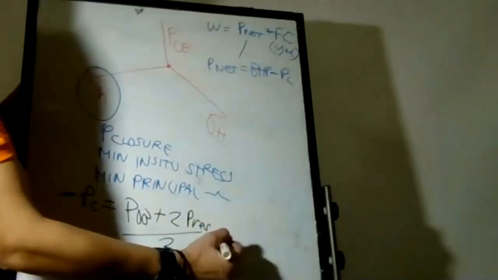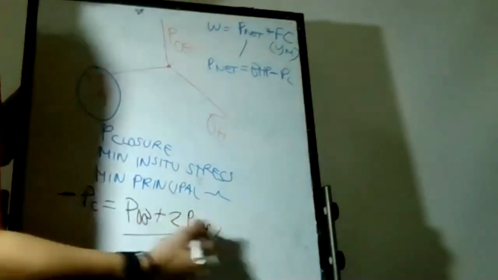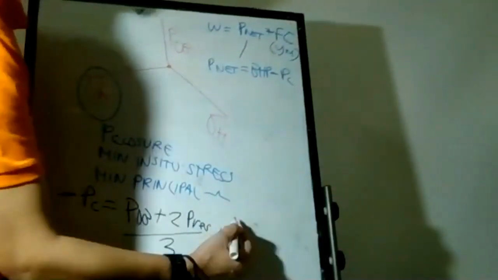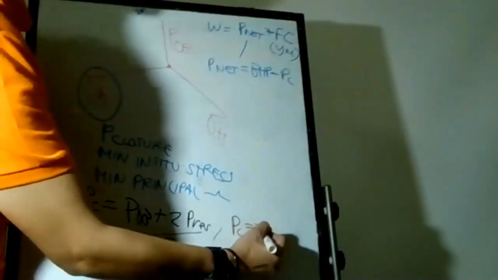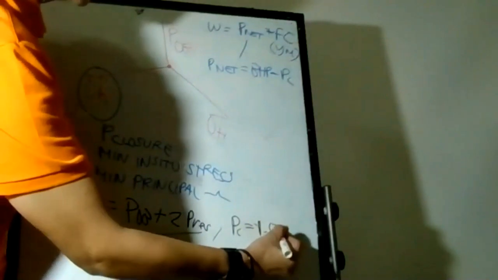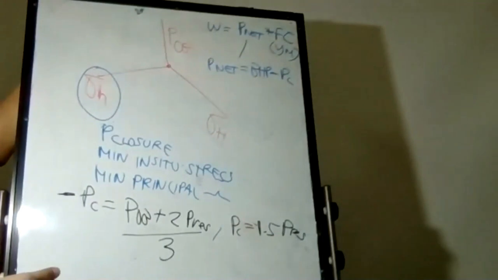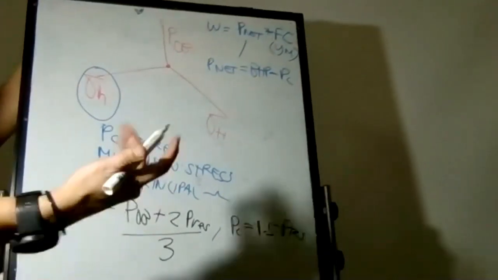Or there is another way: P closure is equal to 1.5 times your P reservoir. And of course, there is a complete way to calculate based on the Young modulus and Poisson ratio. All right, so there is a complex way to do it as well.